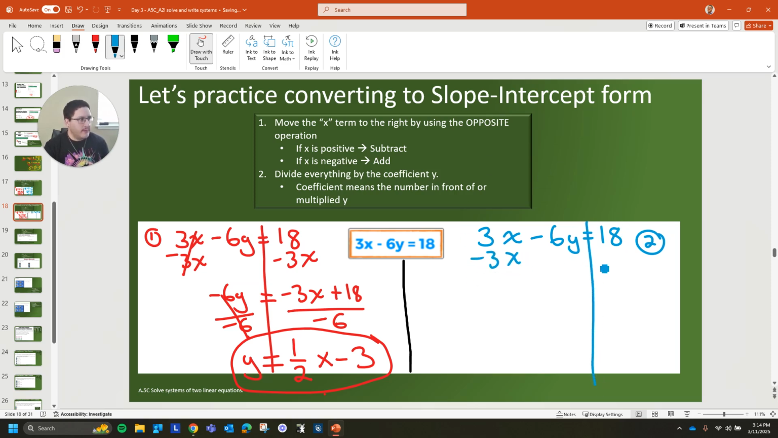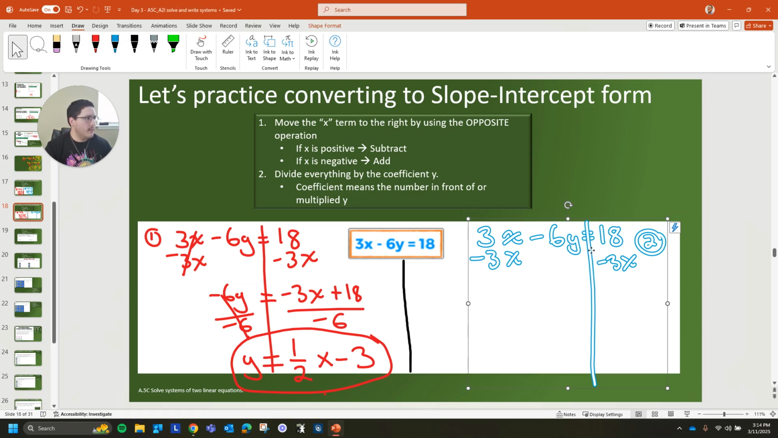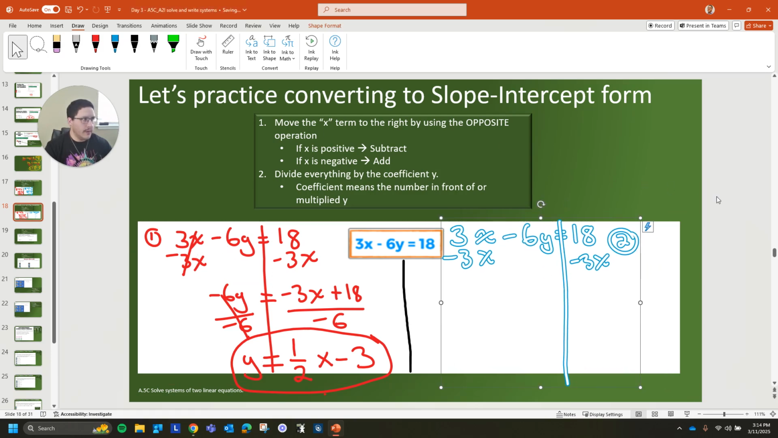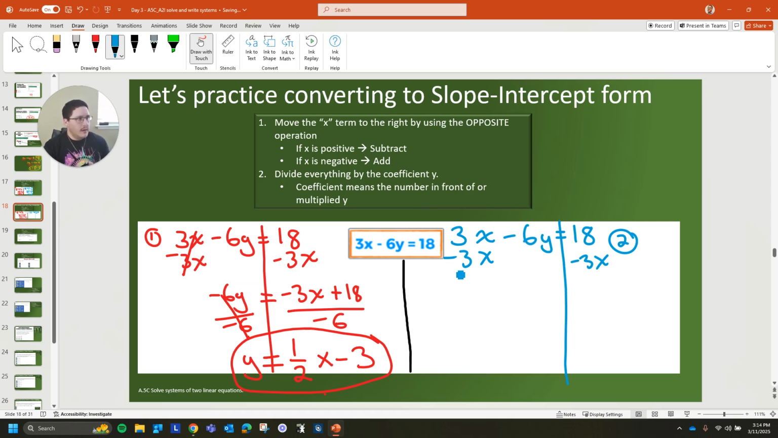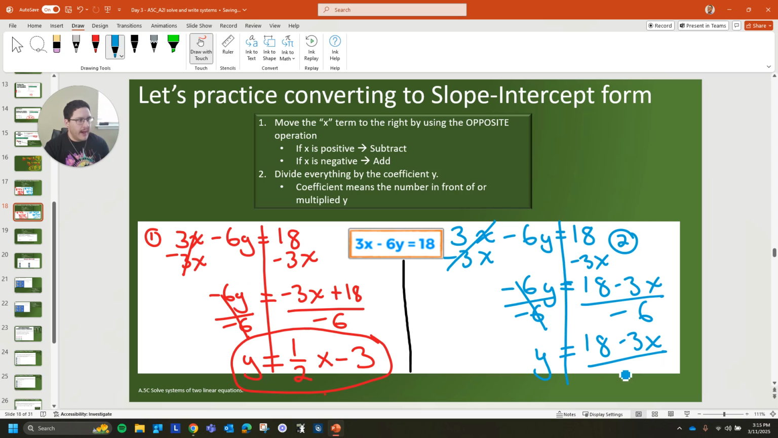Subtract 3x on both sides. Let me move this graph a little bit more to the left. There we go. These will cancel. I have -6y is equal to, I'm just going to put it to the right of the 18. So this is 18 minus 3x. And then divide both sides by -6, and that's it. Y is equal to 18 minus 3x divided by -6.